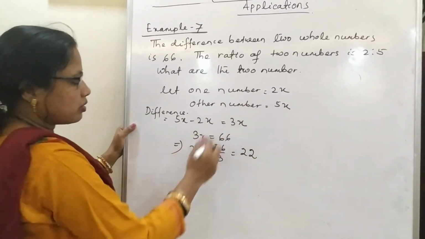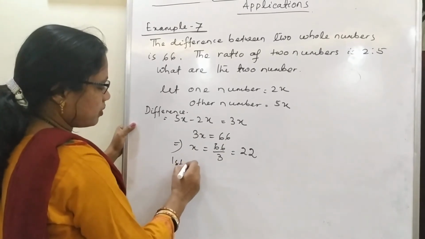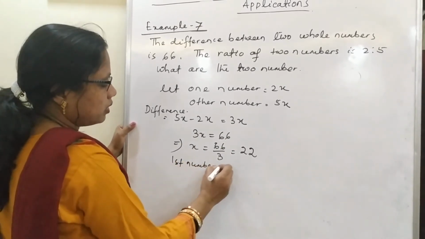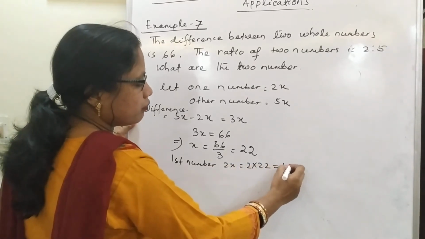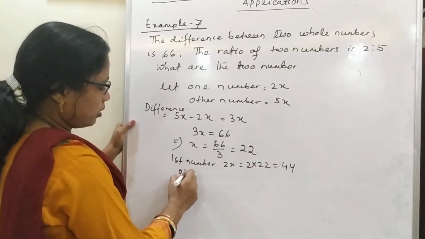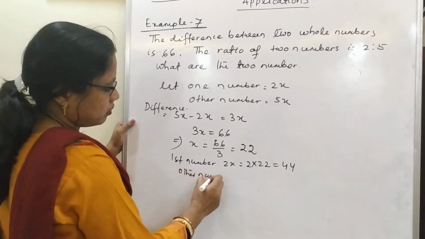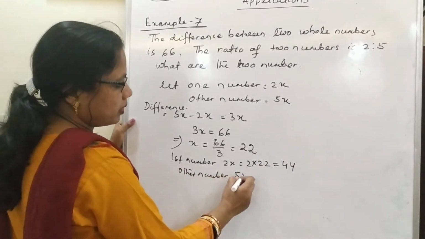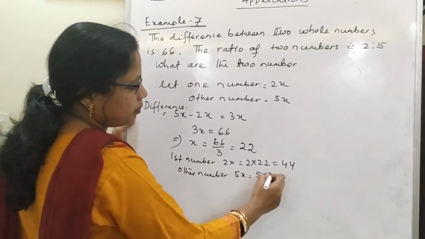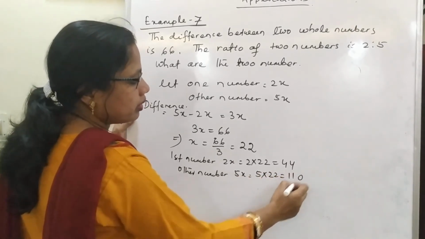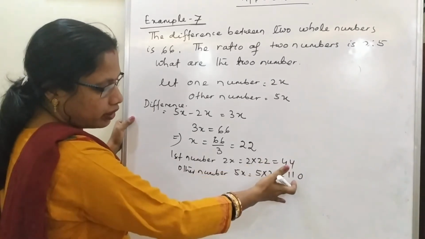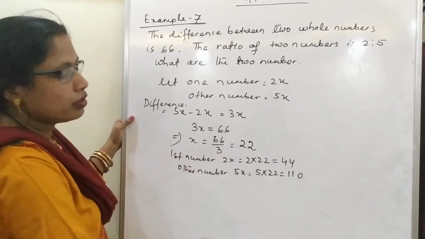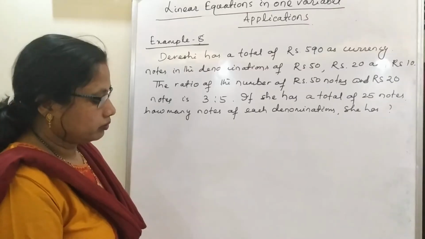So our first number is 2x. This implies 2 multiplied with 22 is equal to 44. The other number is equal to 5x, that is 5 multiplied with 22, 110. Then we can check the ratio of 44 and 110 will be 2:5. So this is the answer.